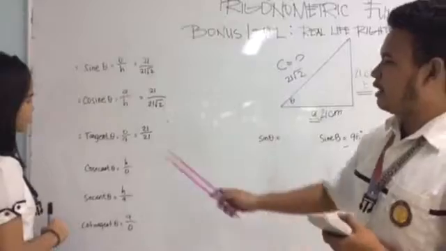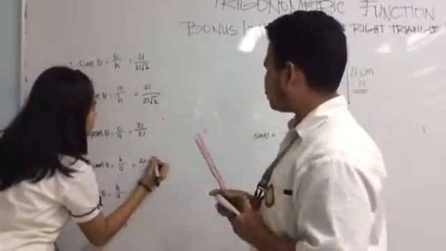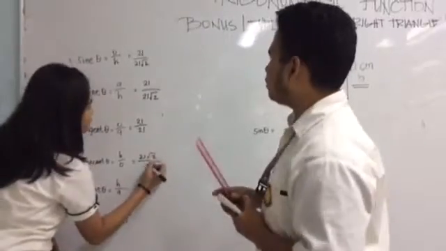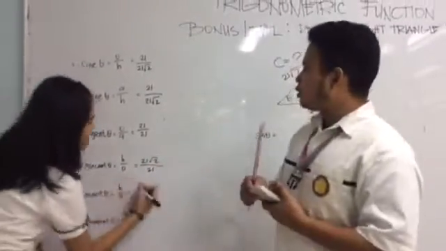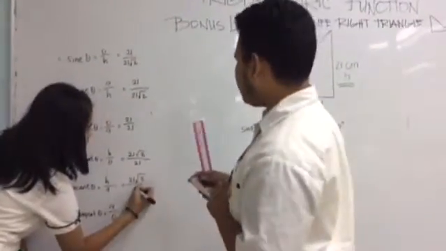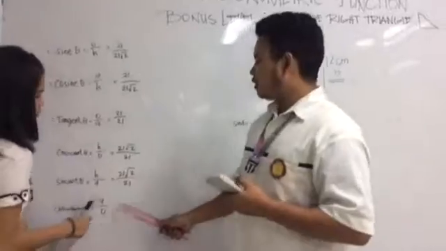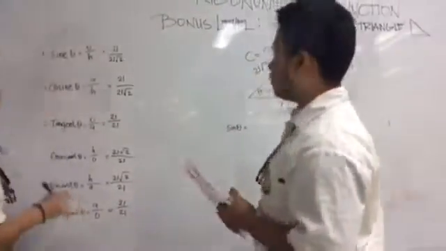So let's go on for the reciprocal of each basic function. So for cosecant is 21 square root of 2 over 21. Then for secant is 21 square root of 2 over 21. And for cotangent is 21 over 21 centimeters, respectively.